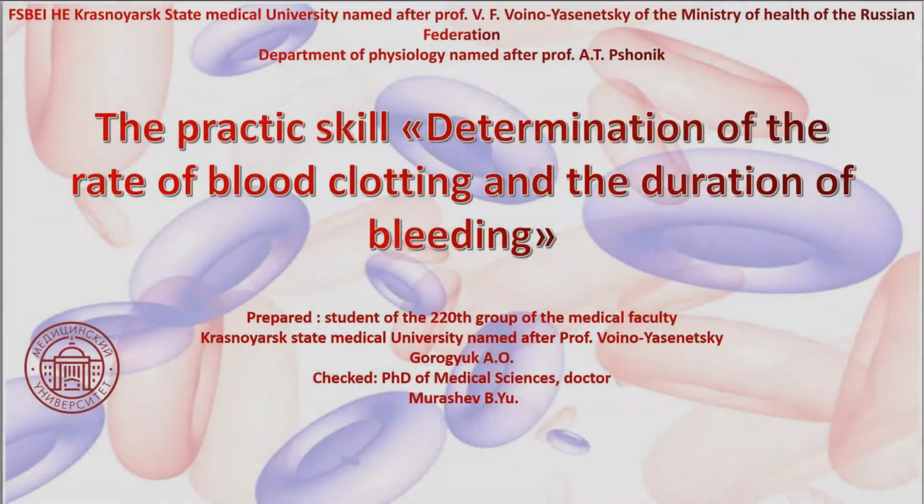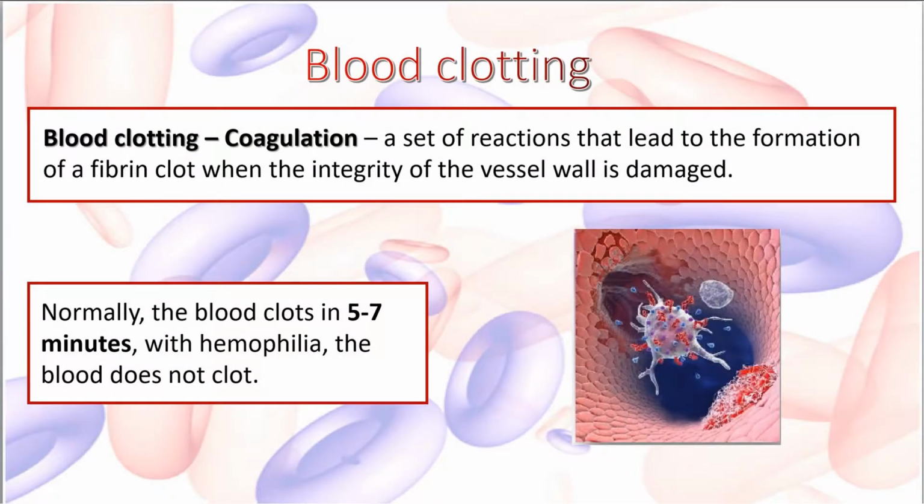Determination of the rate of blood clotting and the duration of bleeding. Blood coagulation is an important process for the human body, since, if it is violated, a person is at risk of bleeding in case of serious deviation from the norm. A person risks facing thrombosis of large vessels.